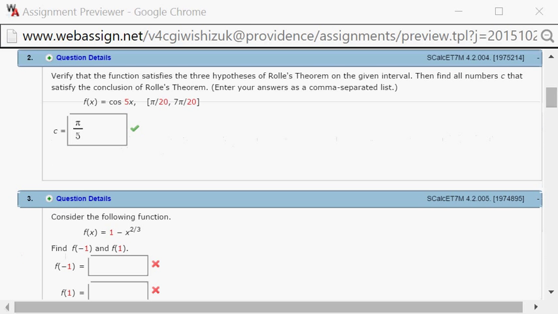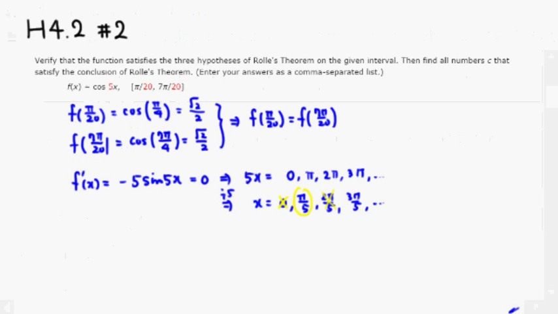Alright, I came back and it looks like we got this one correctly. Alright, that's it. I hope that this was clear.